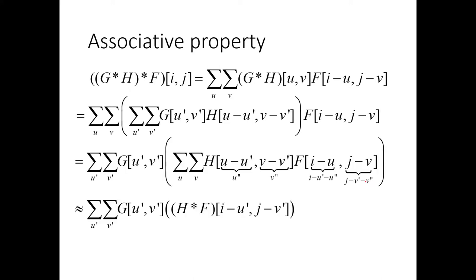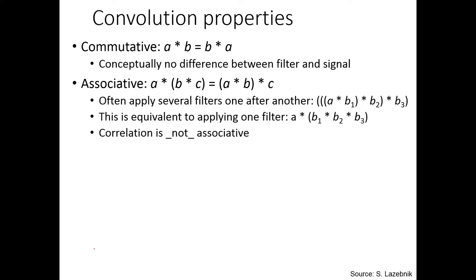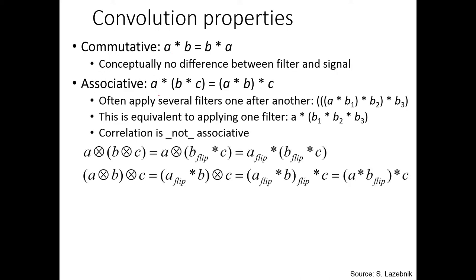Also, I'm not going through this. If you're interested, you can. It's very simple. You can try to derive it yourself also. Basically, if I do the convolution first for g and h, and then f, it is the same as first convolving h and f and then convolving with g.